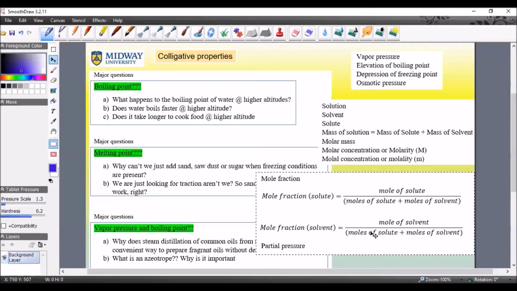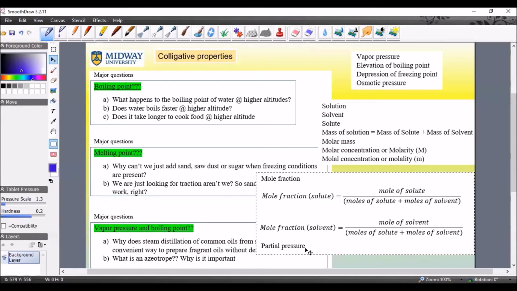Obviously, you'll be given the mass of each of those, and knowing the molar mass, you can find the moles of the solute and the solvent. Mole fraction of the solvent would be merely moles of solvent over moles of solute plus moles of solvent. And the other key term is partial pressure. That's a term that you may want to get yourself familiar with.